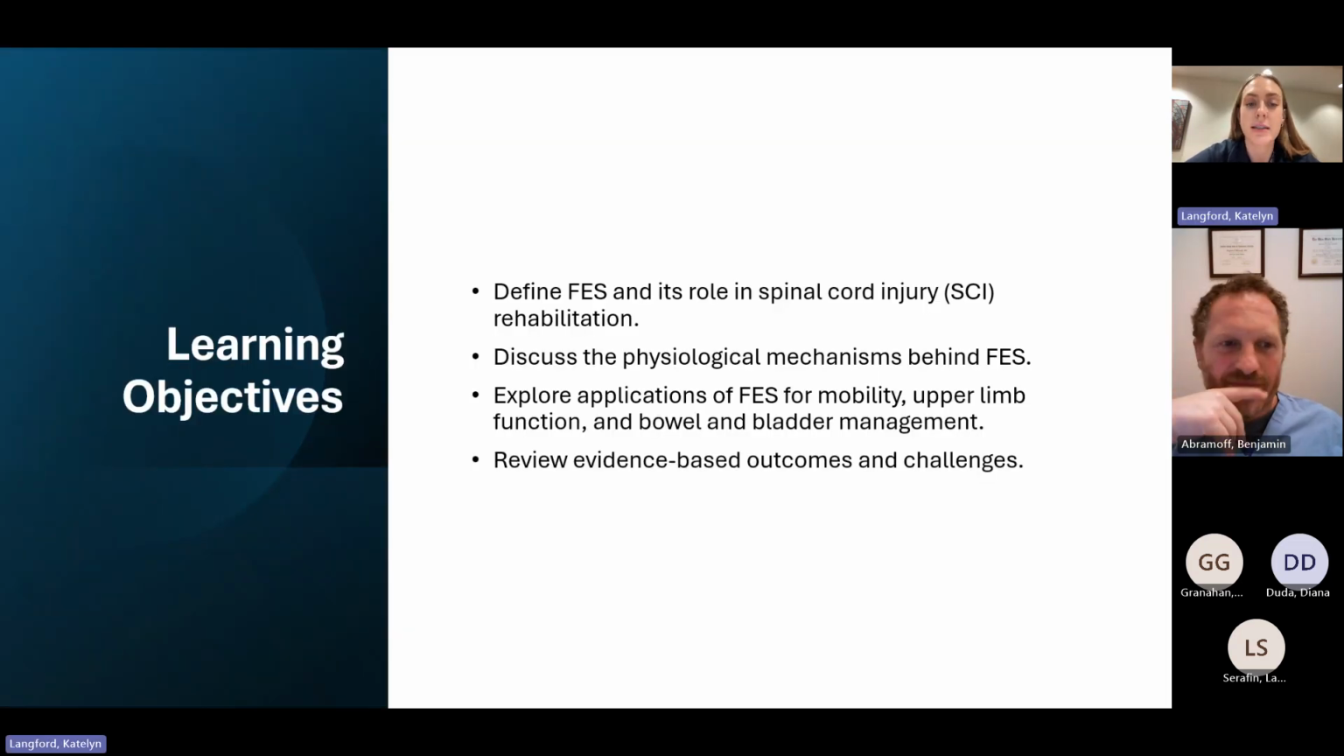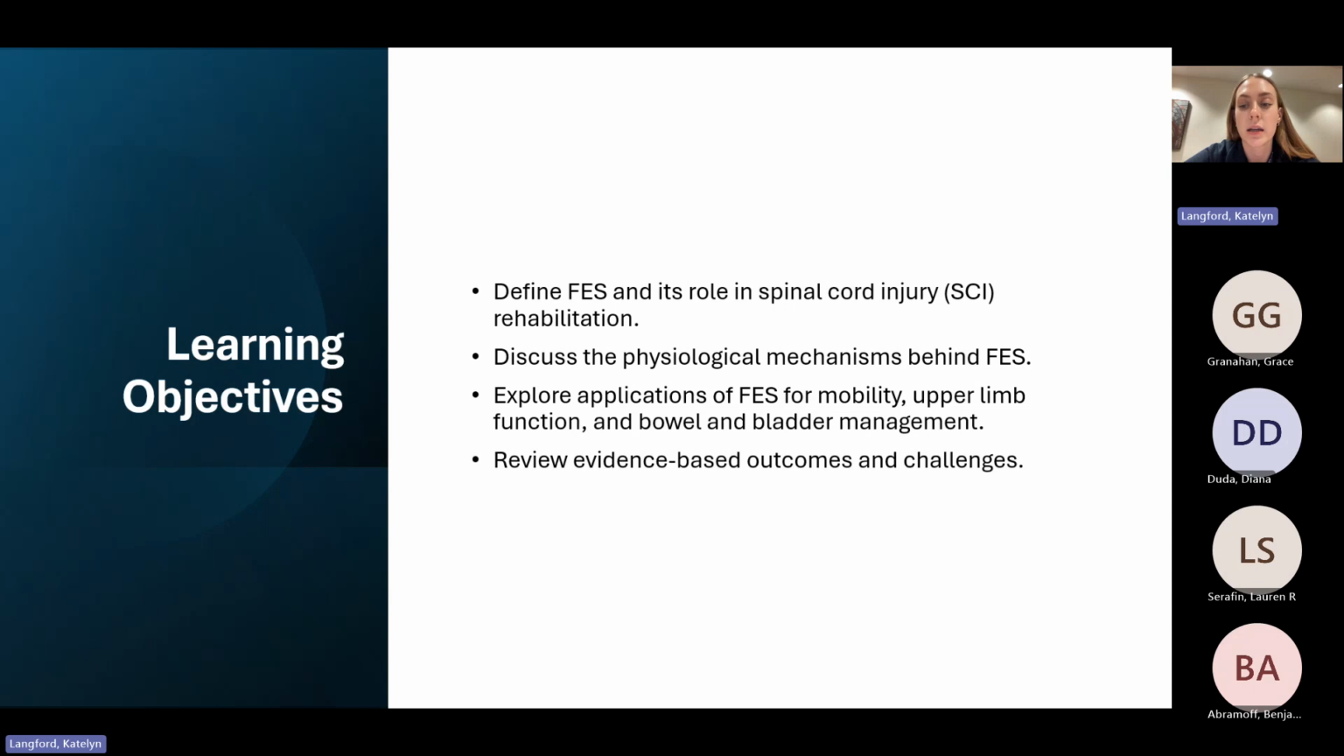So some of our learning objectives: we're going to define functional electrical stimulation, or FES, and its role in spinal cord injury rehab. We're going to discuss the physiological mechanisms behind it, explore some applications for mobility, upper limb function, and bowel and bladder management, and then review some evidence-based outcomes and challenges with it.